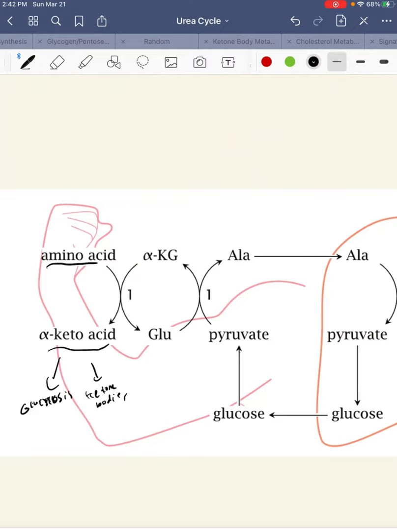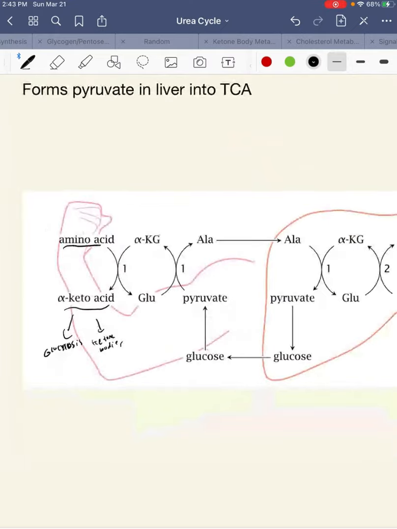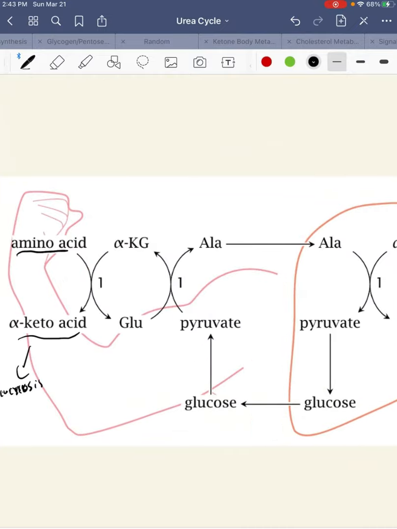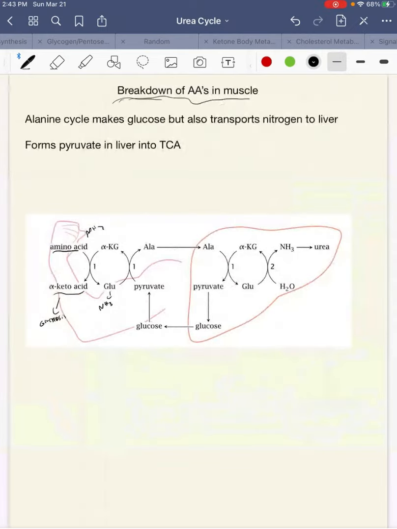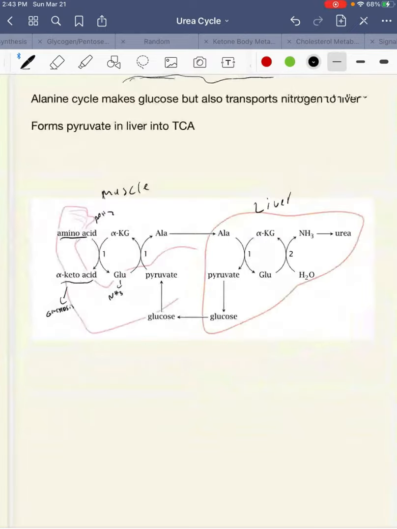Actually, the liver is what makes ketone bodies, not the muscle. So most of the alpha keto acids will go into glycolysis, and in that process, the amino group that was on the amino acid is given to glutamate. So we need to get rid of that somehow. But remember, only the liver. So this is your liver. This is muscle. Remember, only your liver does the urea cycle.